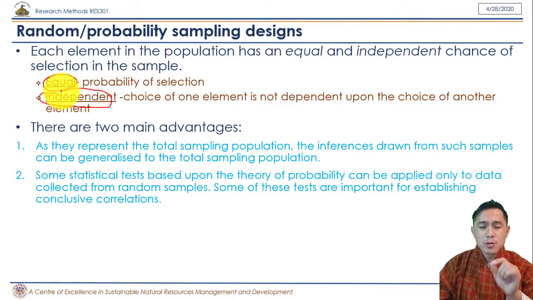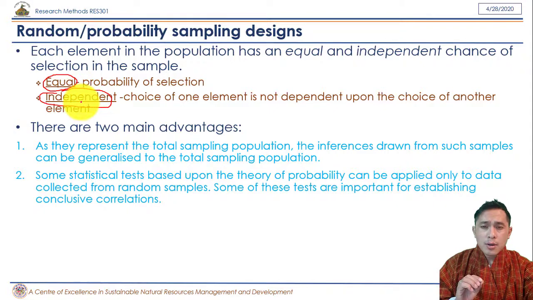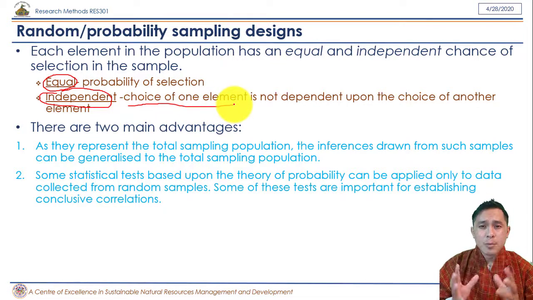So it has every chance to get selected from the 10 respondents, or 10 total population. So an equal chance, that means it's not being affected by any physical or any other factors. The second one is that the selection of one element is not dependent on the choice of another element. That means, for example, again, let's base it on the 10 respondents in total.